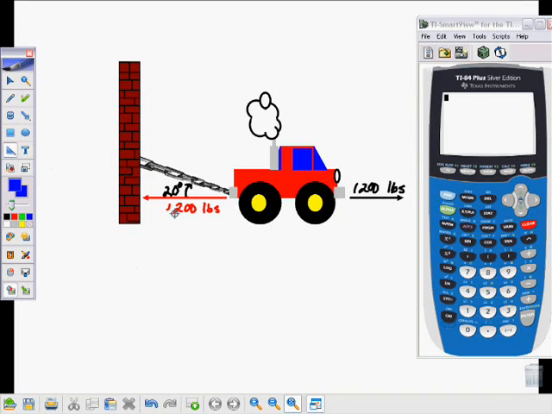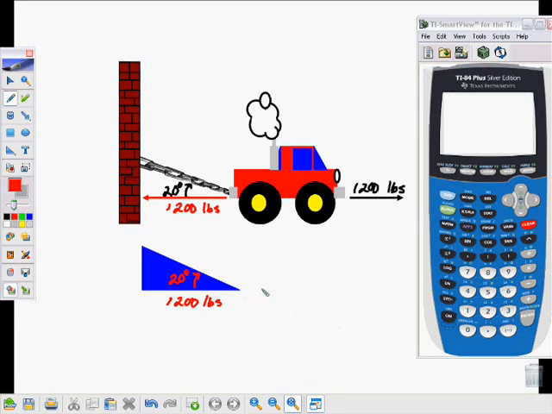All right, now let's isolate this triangle being formed here. This triangle has a 20-degree angle in it. It has a horizontal component of 1,200 pounds. And now I can go ahead and find the hypotenuse of this right triangle using the cosine trigonometric ratio.